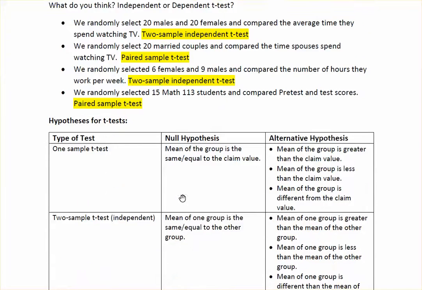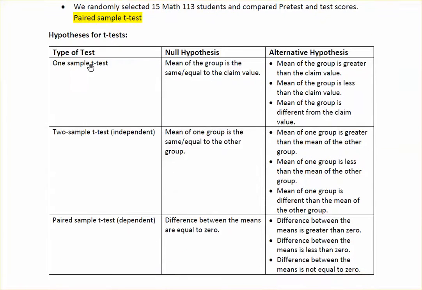So, hypotheses for the t-tests. I went ahead and threw in the one sample because it wasn't there on the previous worksheet. Basically for these, the null is just that the mean of the group is the same or equal to the claim value. The mean of one group is the same or equal to the other group. And the difference between the means is equal.